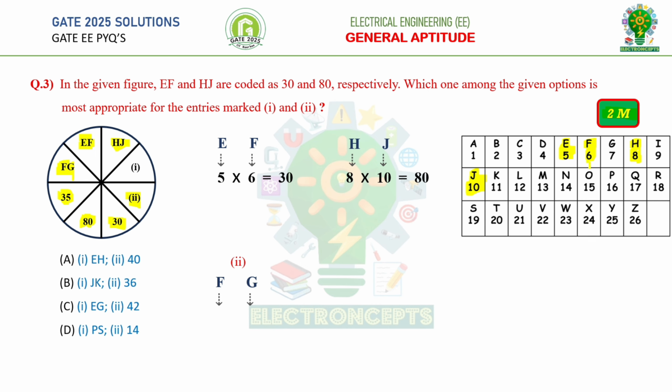From the data, it is clear that F is equal to 6 and G is equal to 7. Therefore, 6 into 7 is equal to 42. Similarly, let us calculate the alphabet for the 35, which is marked as 1.